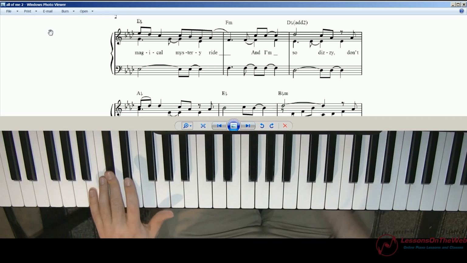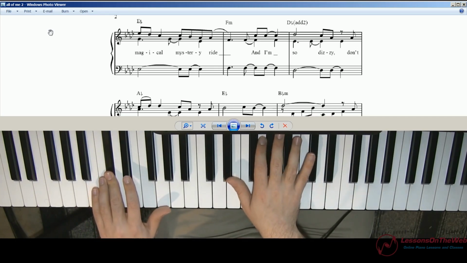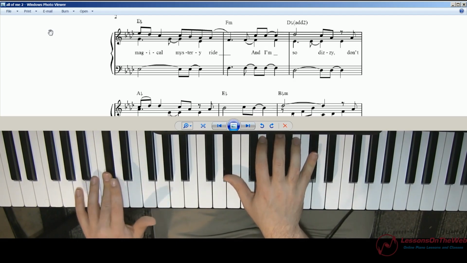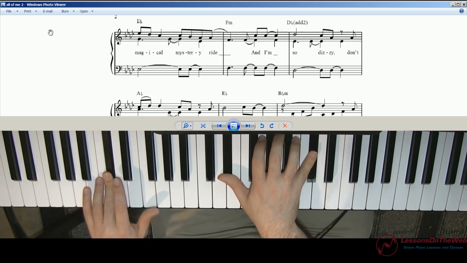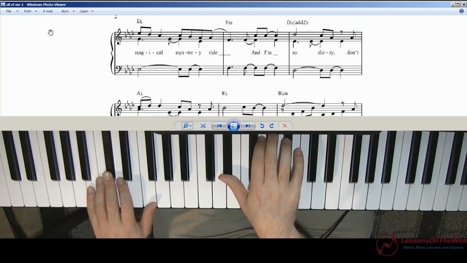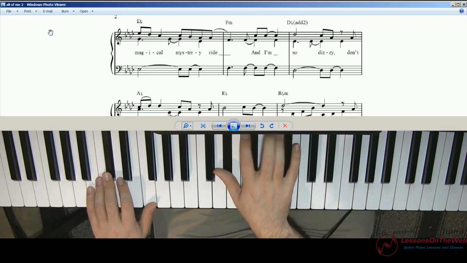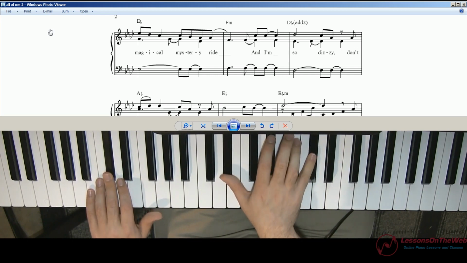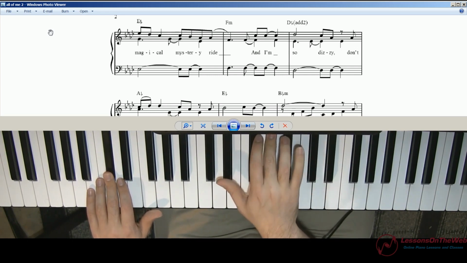Notice there's a lot of D flats in the song. You've got your right hand E flat and D flat all at the same time, for the word "so." After that, you're going to hit an E flat with your right hand all by itself. For "dizzy," you're going to hit C, A flat with your right hand. And then you have an E flat by itself for "don't." So the whole measure is so, dizzy, don't.